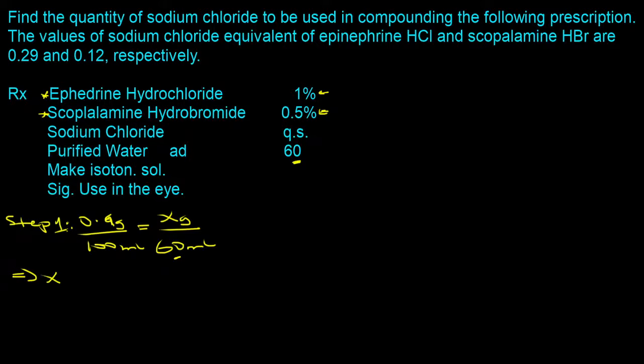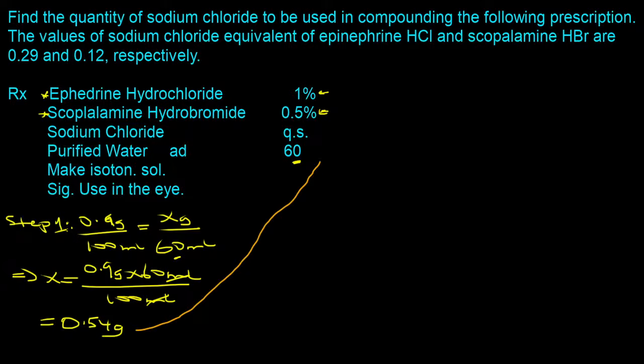So we can go ahead and solve for x. X is going to be equal to 0.9 grams times 60 milliliters divided by 100 milliliters. The milliliters cancel out. And this is going to be equal to 0.54 grams. Now we can move on to step 2, which is where a lot of the fun begins. So we just go on to step 2.